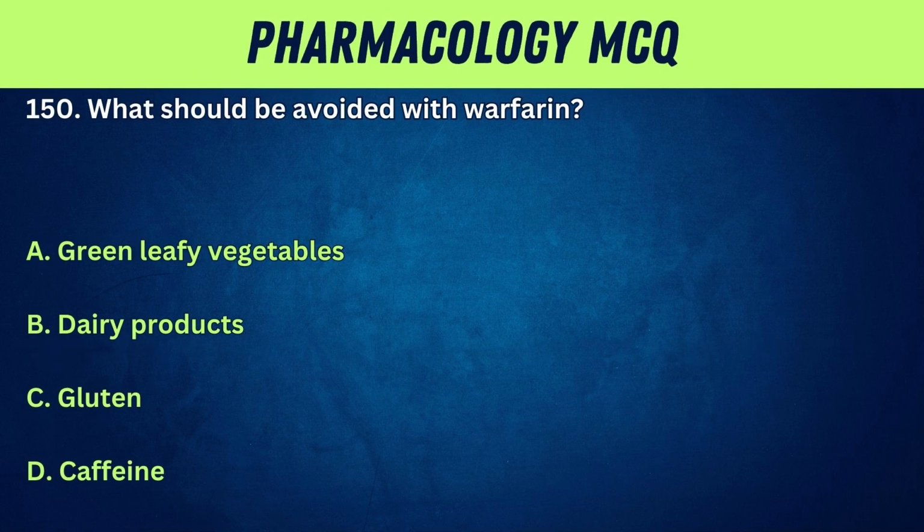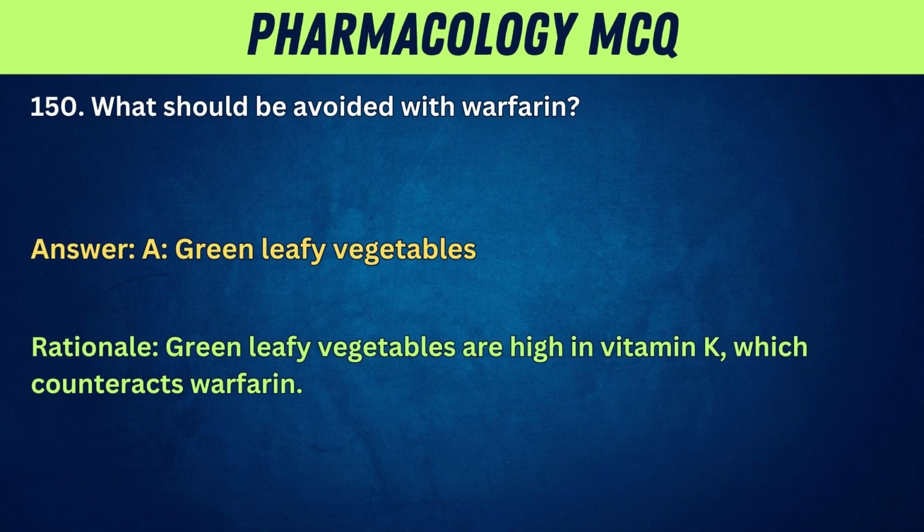150. What should be avoided with warfarin? A. Regular insulin. B. Dairy products. C. Gluten. D. Caffeine. Answer: A. Green leafy vegetables. Rationale: green leafy vegetables are high in vitamin K, which counteracts warfarin.